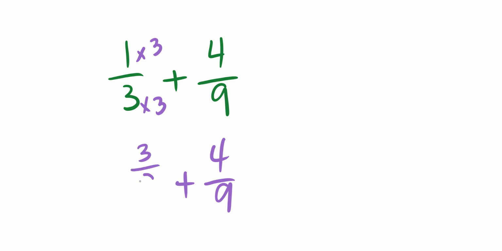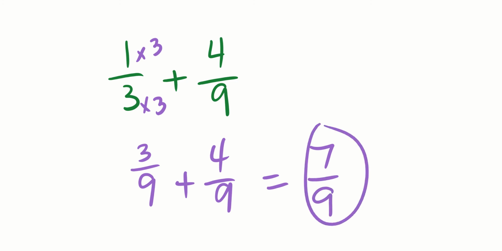So we can change 1/3 to 3/9, and then just add the numerators, keep the denominator the same, and we get 7/9.